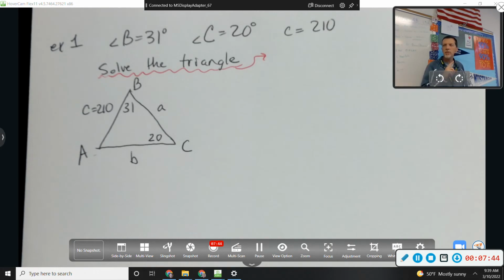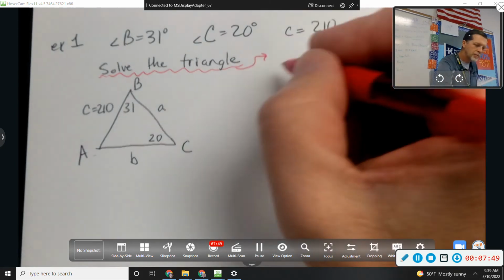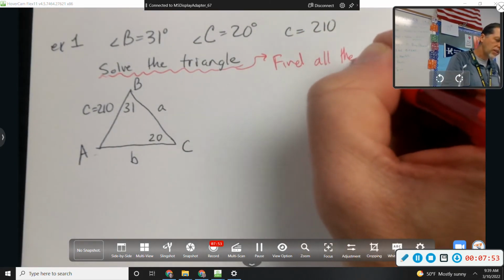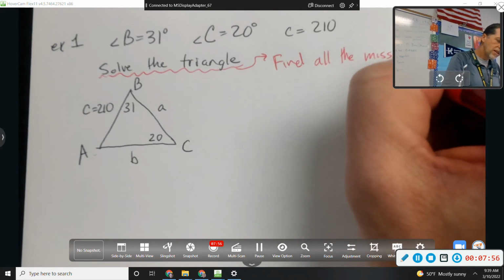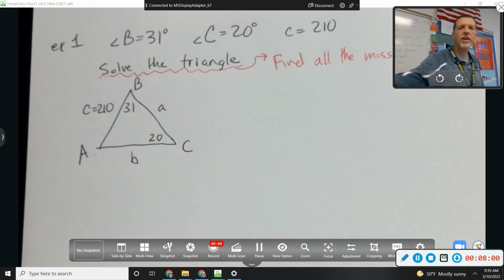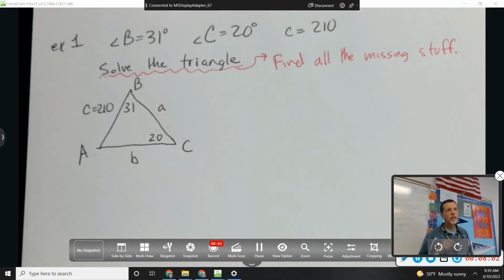Do you know what it means when it says solve the triangle? It's a quick way of saying find all the missing information. Very formally, find all the missing stuff. So whatever you don't know, find it. That way you can give one set of instructions for the whole test rather than problem by problem. Find angle A and side B. Just find everything. Solve the triangle.